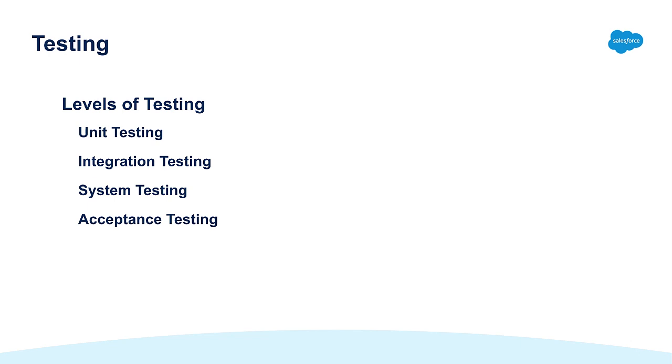Integration tests are used to test the interaction between modules of an application. System testing is used to test the functionality of the complete application. Acceptance testing is done to make sure that the application is ready for use. User acceptance testing is done by the client.